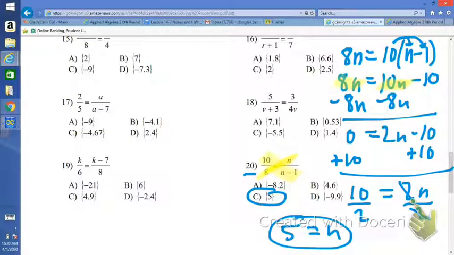Alright, so this worksheet, solving proportions, along with the worksheet that was due yesterday on solving equations, those two topics are going to be part of your quiz on Friday.